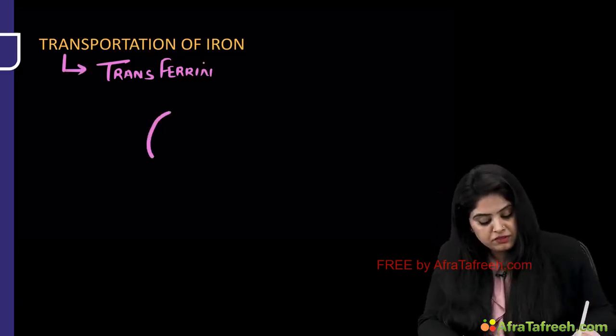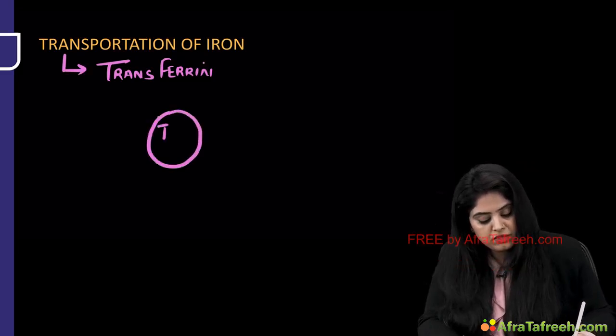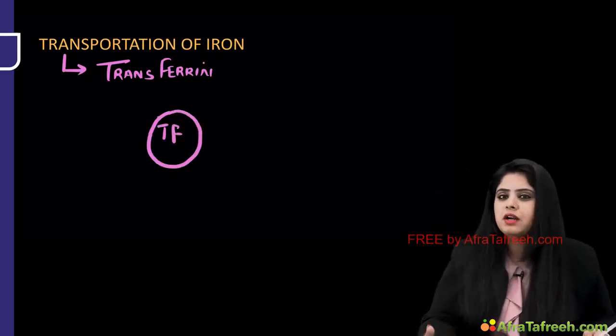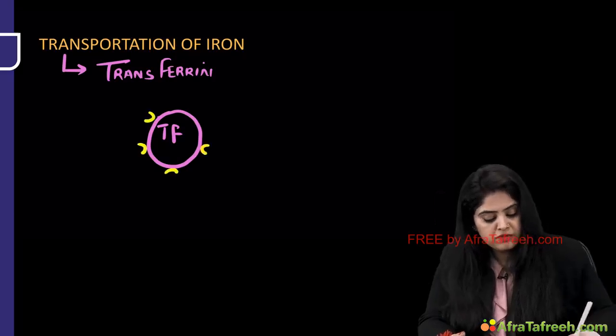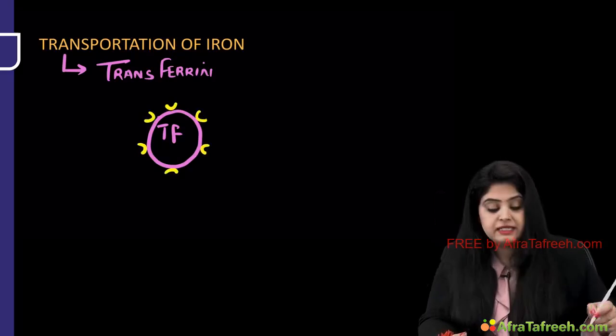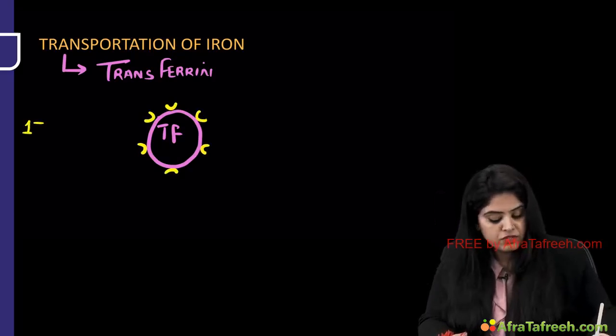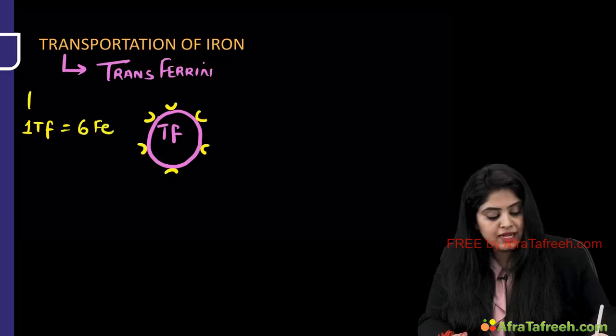Please remember, if this is one transferrin molecule, how many parts of iron can it bind to? God has given it 1, 2, 3, 4, 5, 6. Ideally, that is what I'm telling you. One transferrin can bind to 6 molecules of iron, but that is an ideal situation.